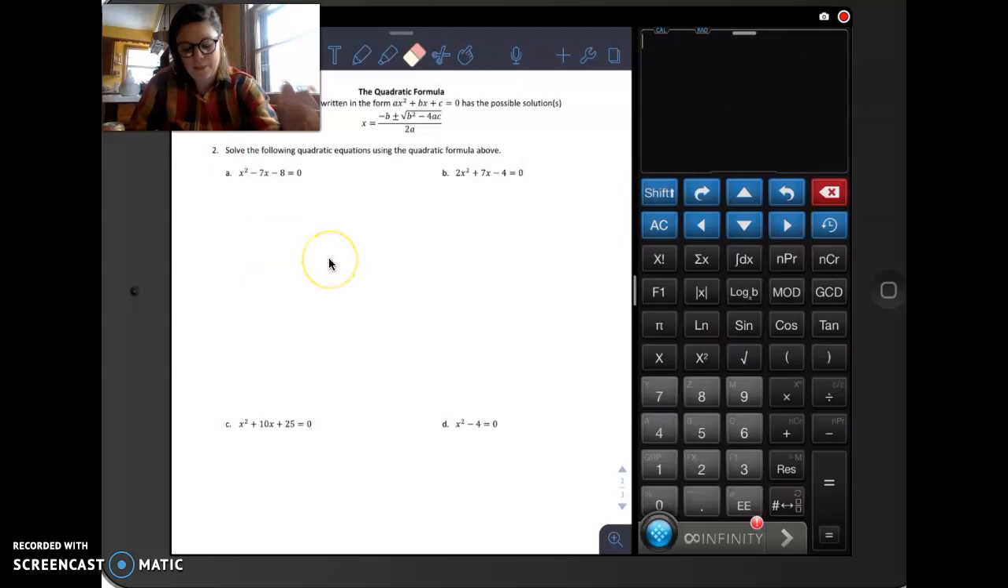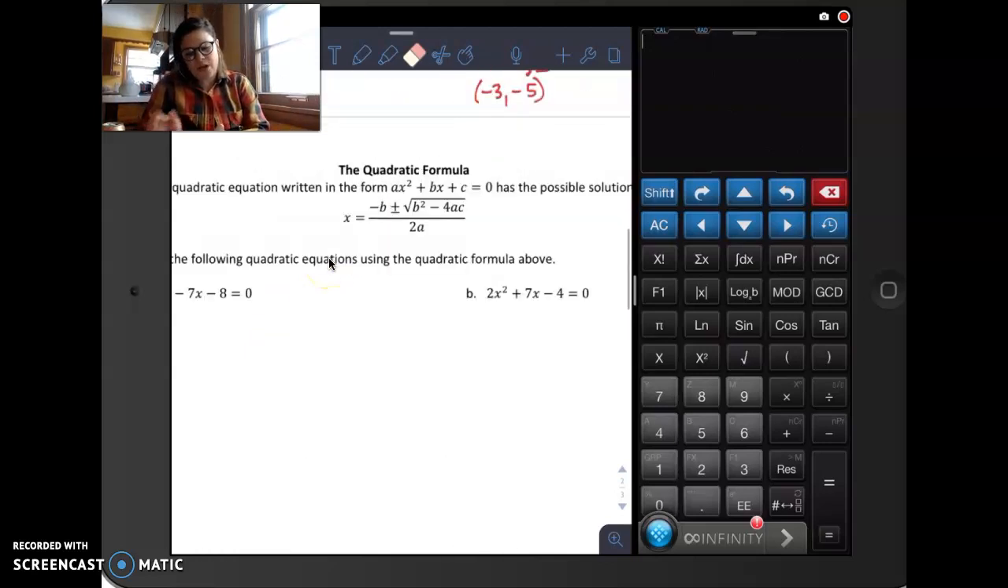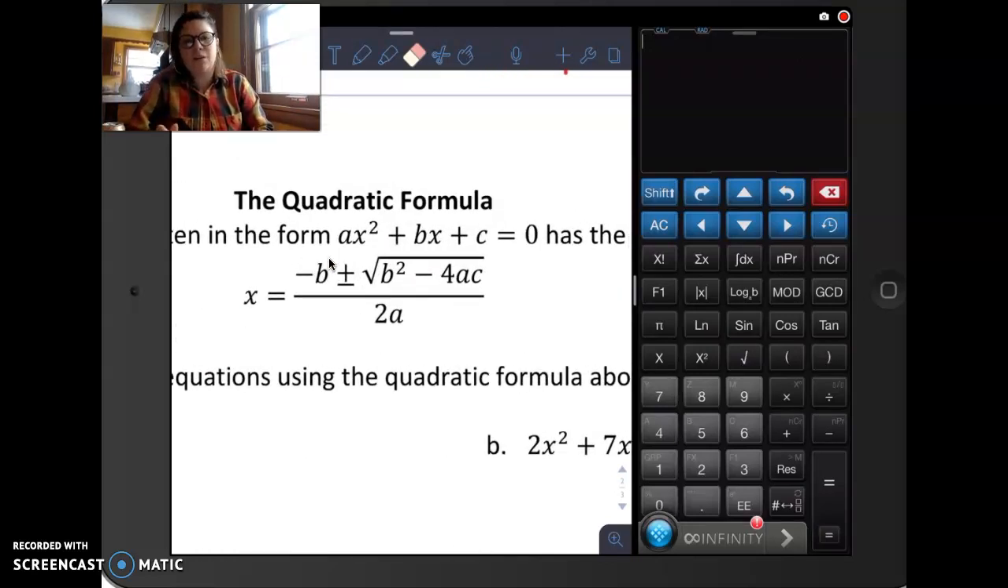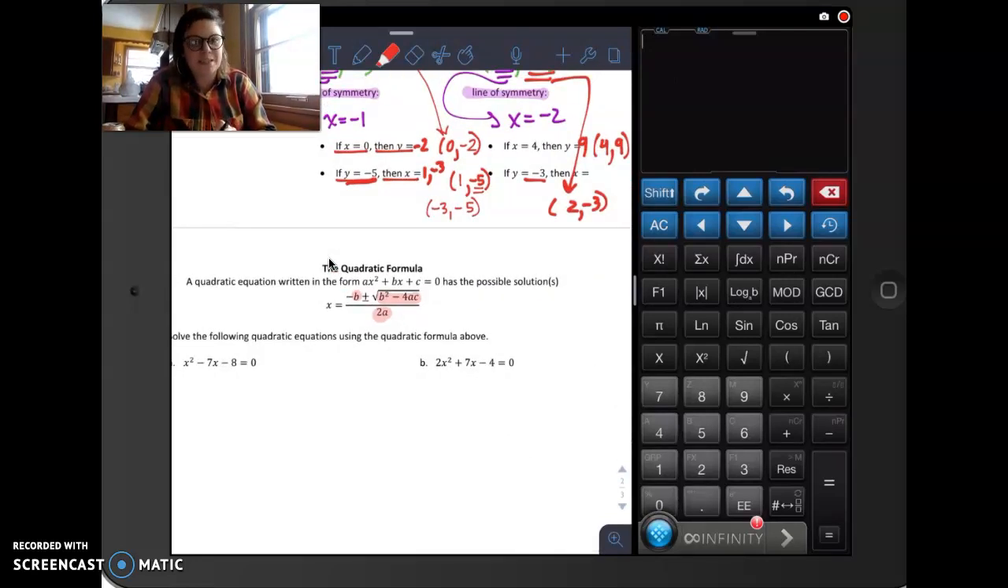There we go. Okay, so the quadratic formula, this is something that pretty much everybody remembers from high school. It's one of those things that we teach students for a really, really long time, and it's how do you find the x-intercepts, right?